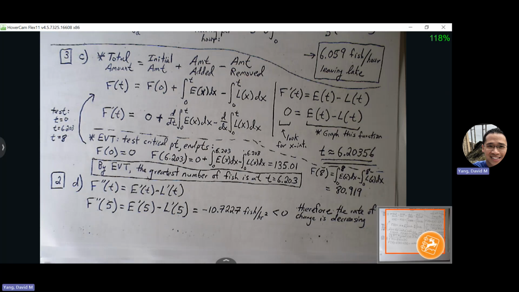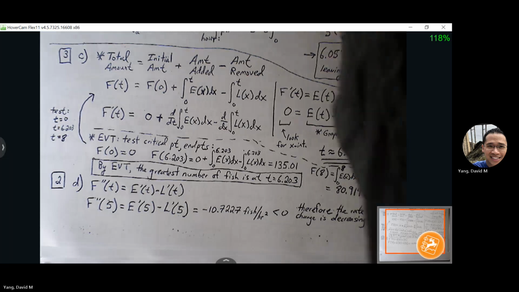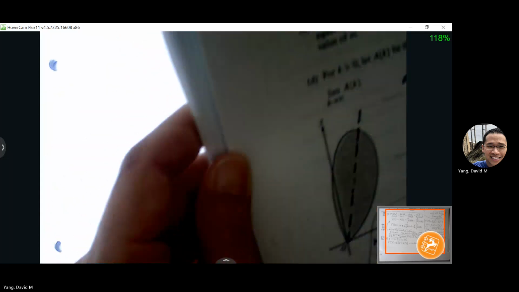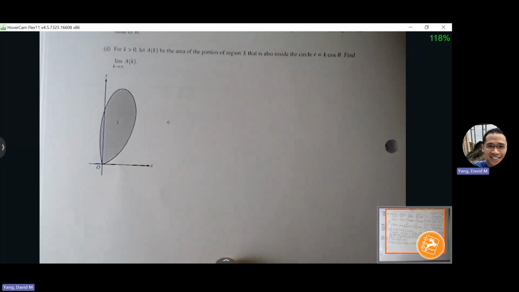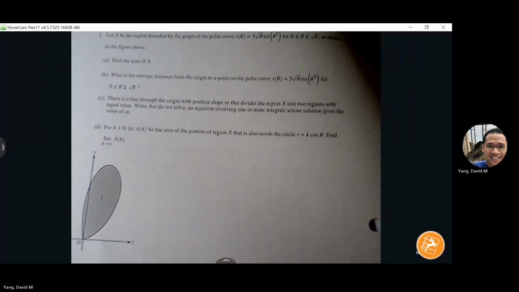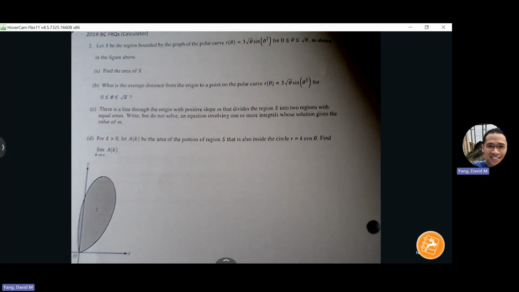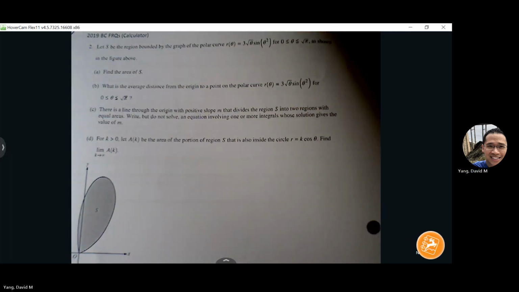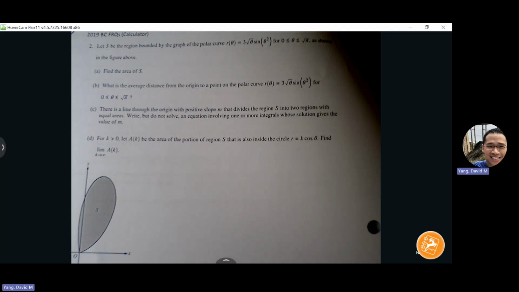Okay, any questions with page 21? Okay, page 22. Finally, a polar problem that shows up. Pretty rare, but we want to be comfortable enough that if we see it on this year's exam, we feel comfortable enough to make progress.